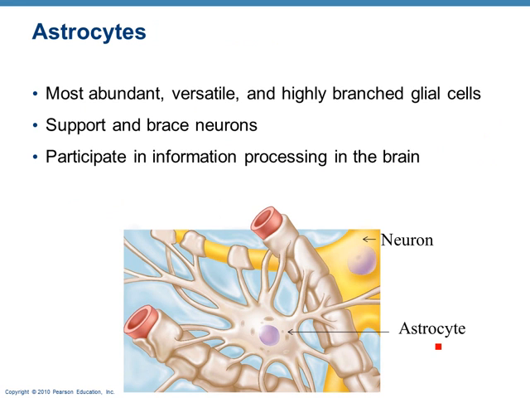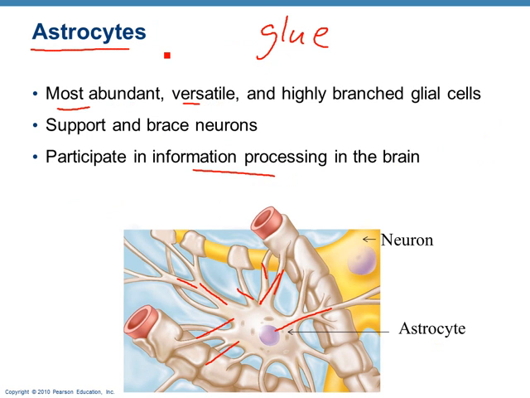Your astrocytes are the most abundant. There's lots of them, lots of branching. So you can kind of see they look like scaffolding. They kind of hold everything together. They're almost like connective tissue, kind of like the glue that holds everything together. They're support and brace. They do have some role in information processing because they do connect to different neurons. There's some thought that they do actually help in information processing, but we won't go into a whole lot of detail on that. The name, astrocyte, comes from cyte meaning cell, astro meaning star, so it's kind of a star-shaped cell.